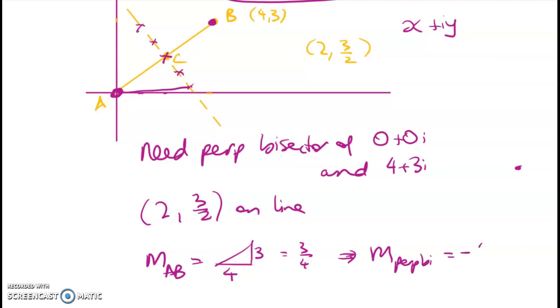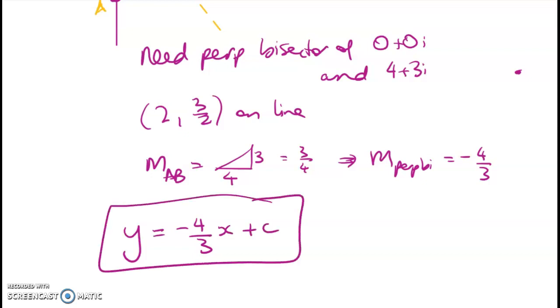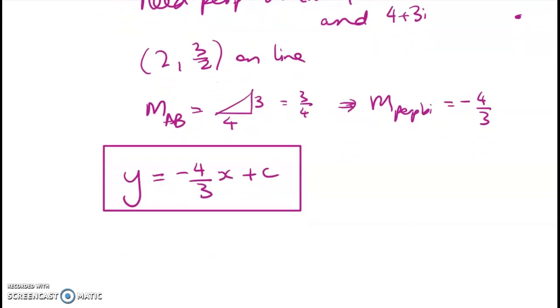So our m will be negative 4 over 3. That means the equation we're after will be y equals negative 4 over 3 x plus c. And then the last thing I need to do is to substitute in the point here, giving me 3 over 2 is equal to negative 4 over 3 times 2 plus c.